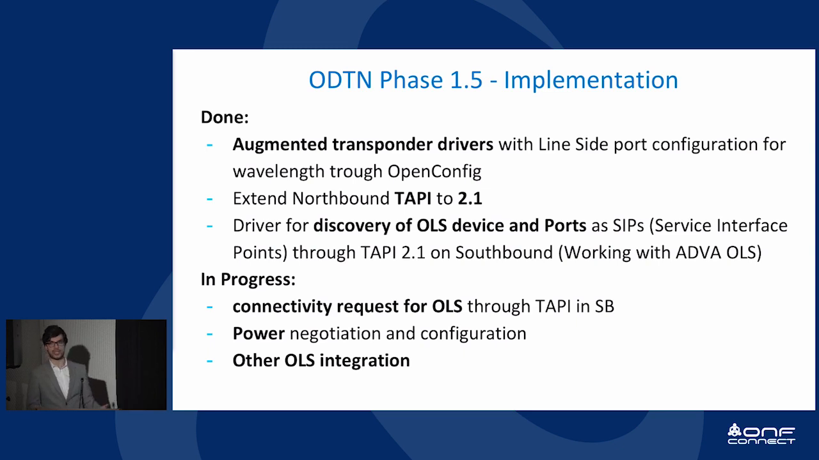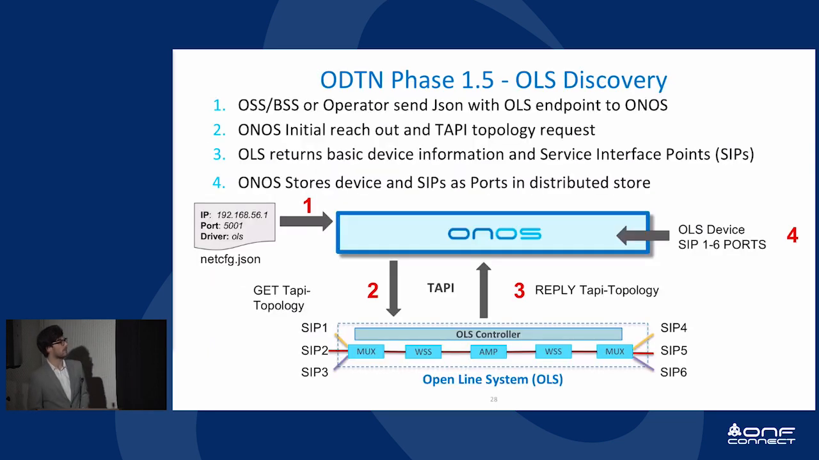What's in progress, and that's why phase 1.5 is not yet completed, but we're working on it, is that we have a connectivity request for the OLS in the TAPI, that's in the southbound, that still needs to be done. We still need to target power configuration and negotiation between the OLS and the transponders. That's a component that we still need to do. And we also plan to have other OLS integration, so that's ongoing work.